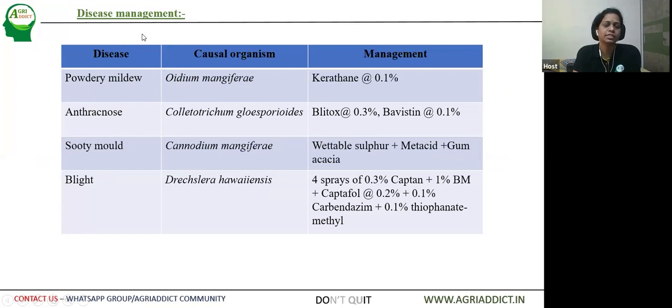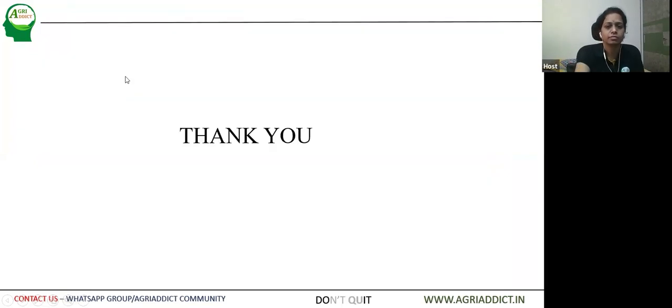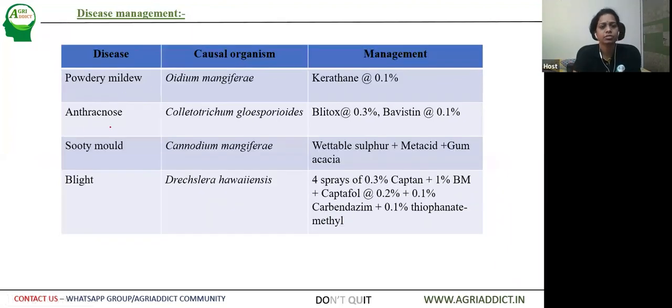Likewise, we also have different diseases and their management. The first one among them is powdery mildew, then comes anthracnose, sooty mold, blight, and some post-harvest diseases are also of prime importance. Those also have to be taken care of. Then for their management, application of different fungicides is recommended.